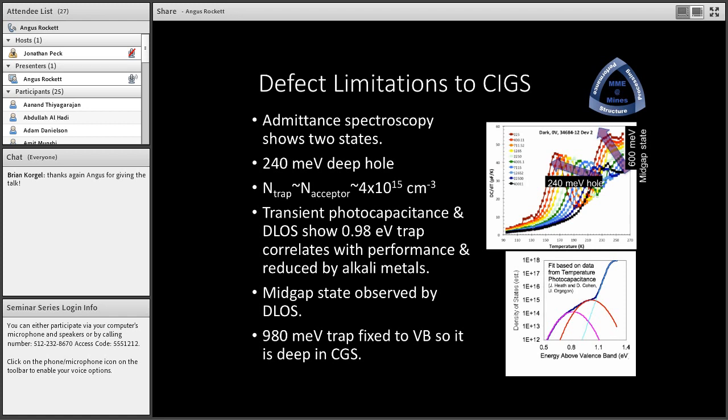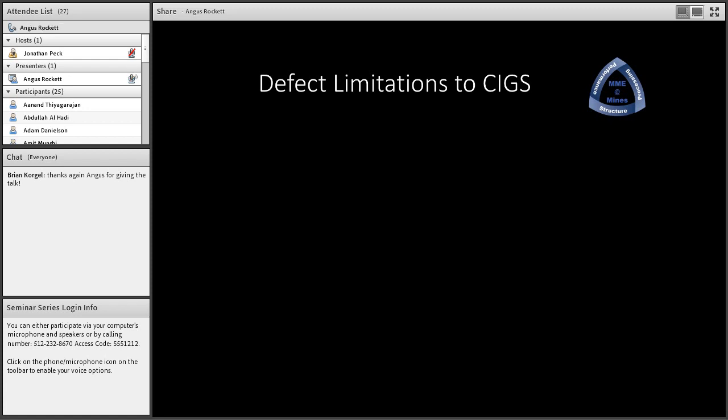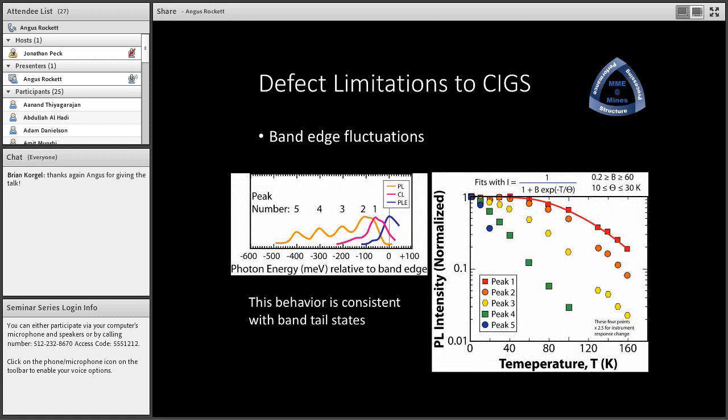The thing about the 980 millivolt trap, the one that's around the conduction band edge in copper-indium diselenide, is that it stays at the same energy with respect to the valence band. So as you increase the band gap by adding gallium to the material, that trap state moves more and more into the middle of the gap, and eventually probably is what limits the copper gallium diselenide devices from working.